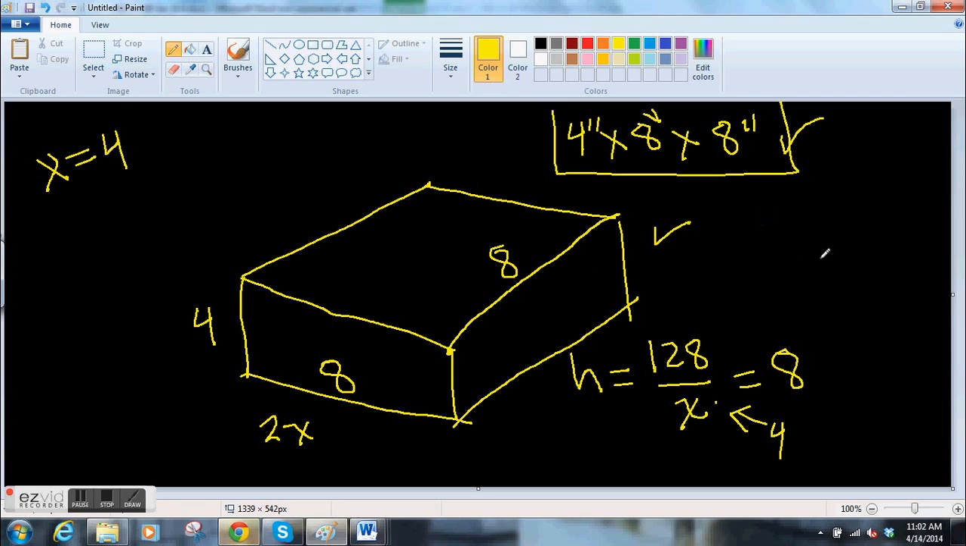So good job finding the dimensions of a box, and there's one more problem about inventory control that I will do next.